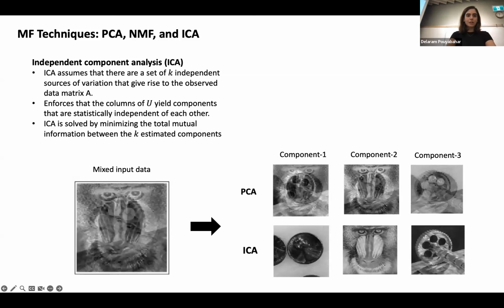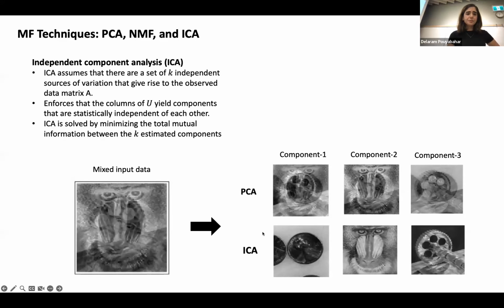So the assumption of ICA is that it tries to identify independent sources of variation. So the factors that are going to be identified are going to be statistically independent from each other. And again, it solves the optimization problem that I was talking about, based on minimizing the total mutual information between the K estimated components.